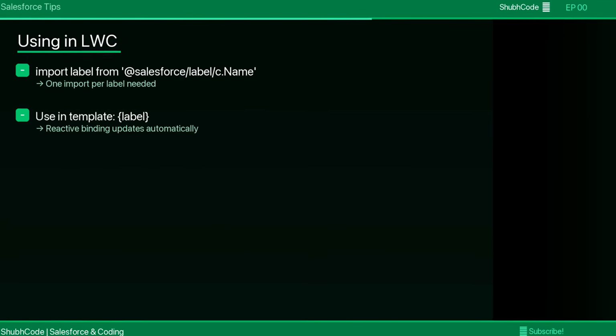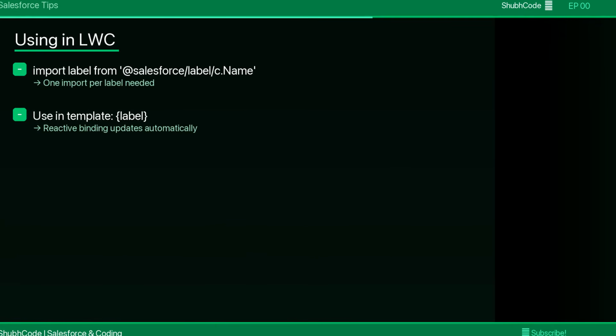Import labels in LWC using the @salesforce/label scope. Import labelName from @salesforce/label/c.yourLabelName. Then reference it in the template using labelName.